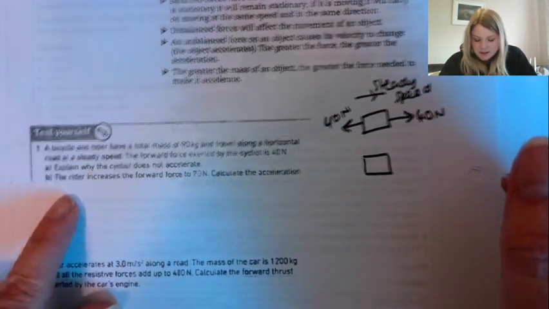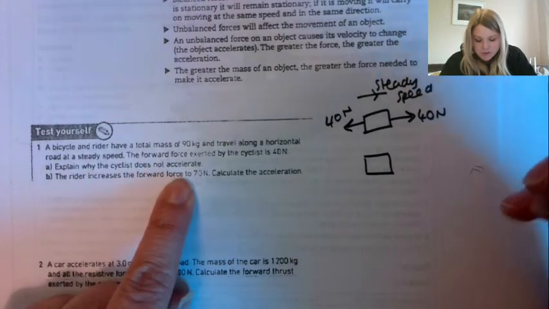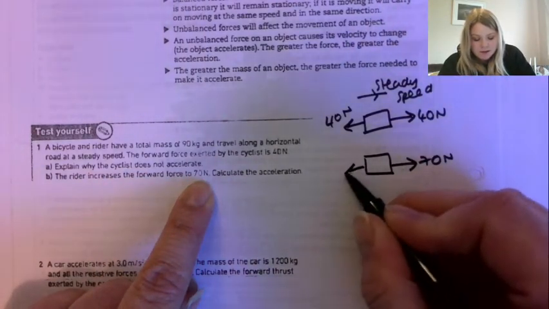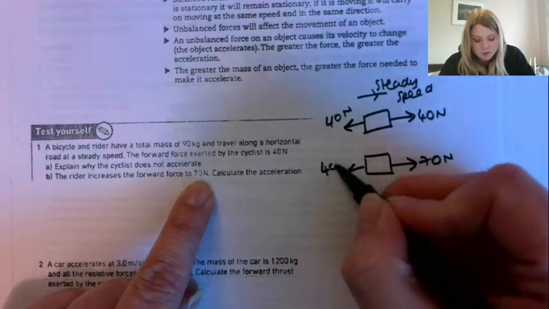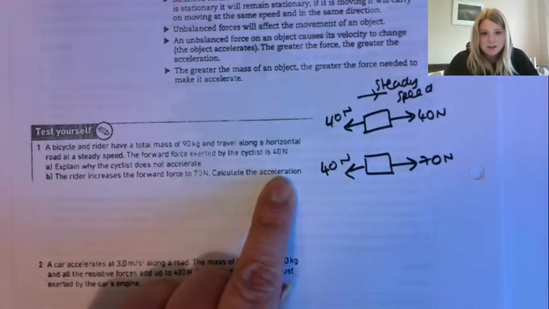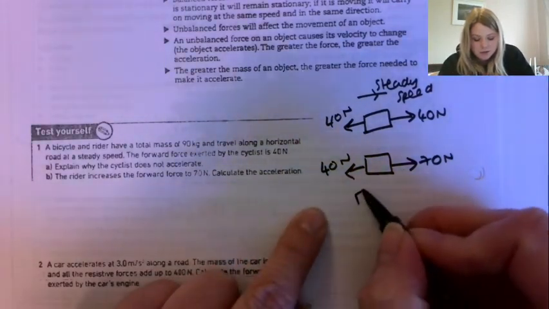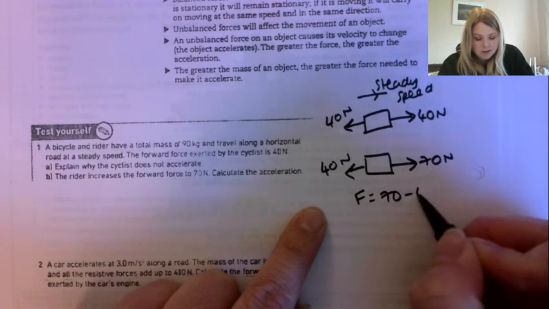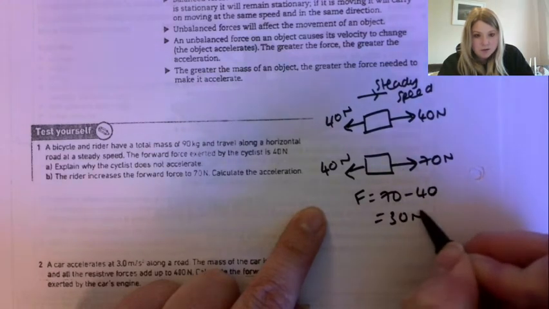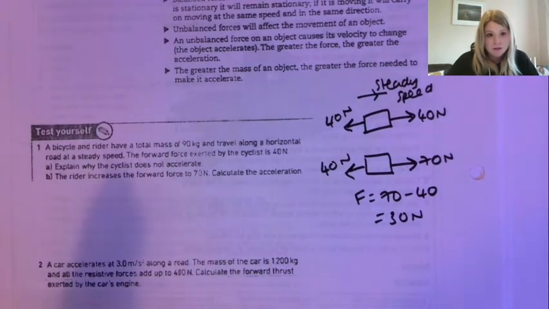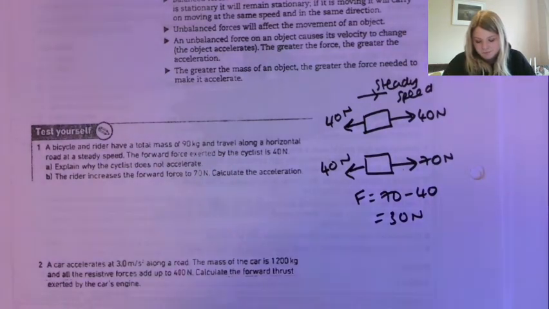But then it says the rider increases the forward force to 70 newtons. So now this forward force is 70 newtons. These resistive forces are still 40. And we have to calculate the acceleration. So for that, you will figure out the resultant force on this is going to be 70 minus 40, which is 30 newtons. Okay, so we did do an example like that a couple of lessons ago. It's in the notes, so do look back over your notes on this to help you.